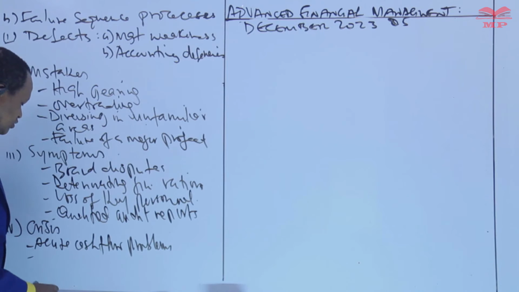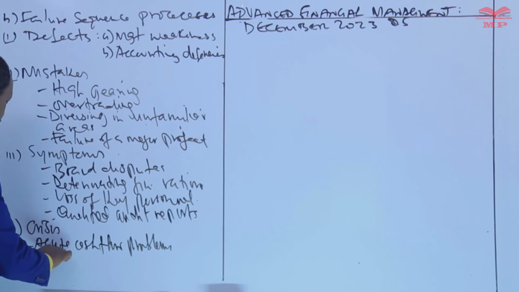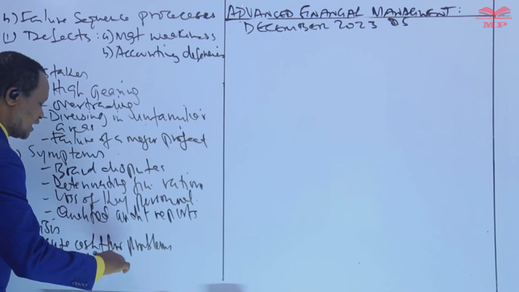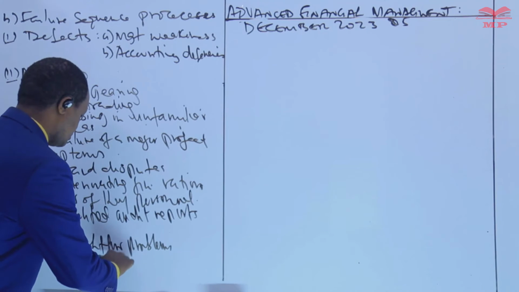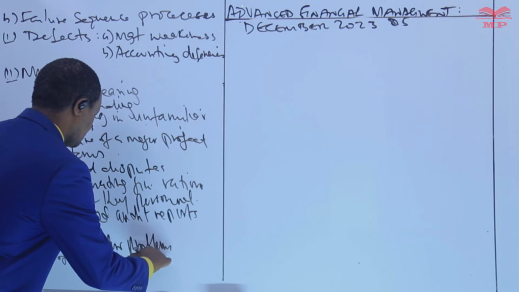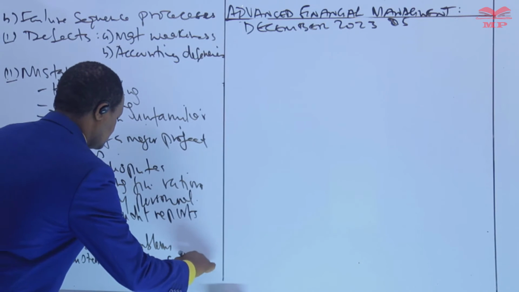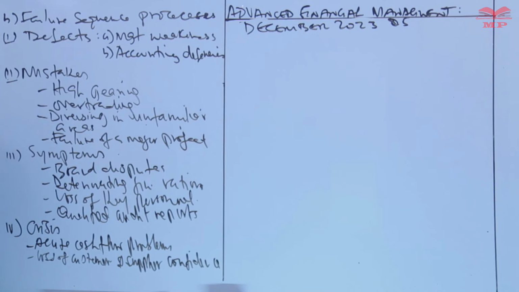Then this crisis also is characterized by loss of customer confidence. Let me add supplier confidence. The customers start losing confidence in the company, right? And this could include even business partners becoming hesitant to engage in transactions.